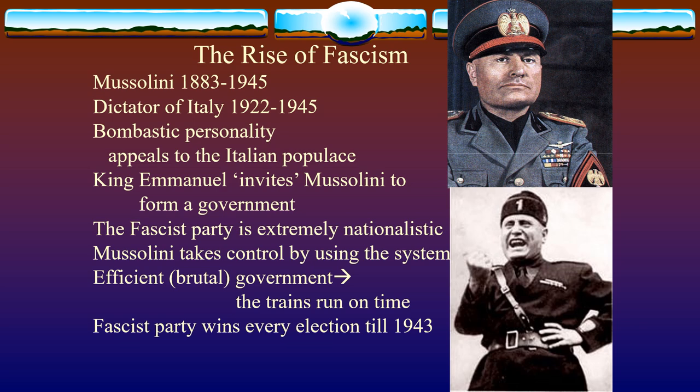So again, Mussolini's getting away with all this stuff, and he's encouraged. The Italian economy is doing okay. The people are really happy with what's going on.